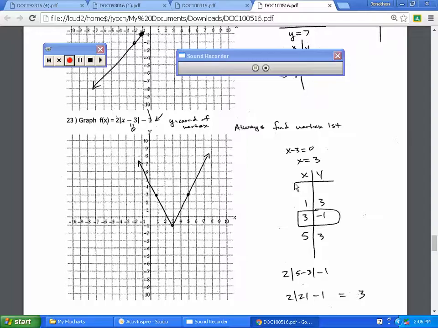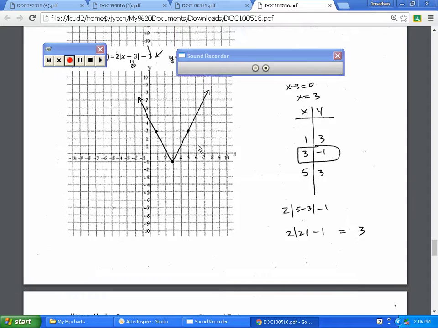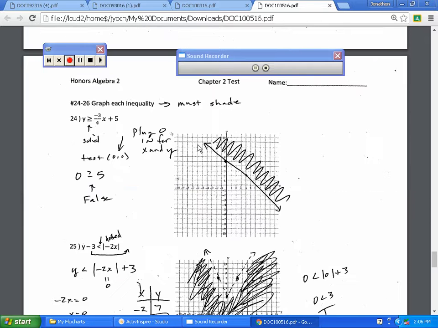That's why we do it. When we plug 5 in, we're going to get 2 times 5 minus 3, which is 2 times 2 minus 1. You get 3 there, 3 there. Makes a nice V. Second to last page, we must shade on these.